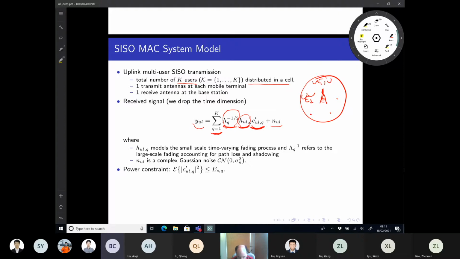Right, and I have a power constraint on the transmitted signals at user q, and this is denoted as E_S,q, right? So this is a user-dependent power constraint, but it could be the same for all the users. In general, it could be user-dependent.